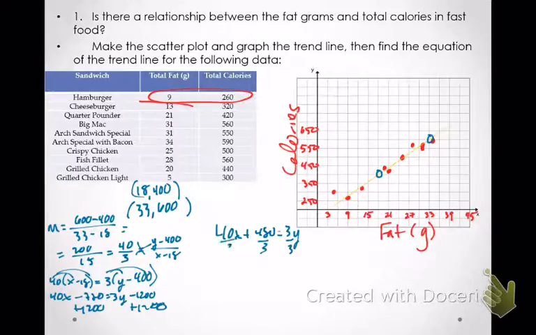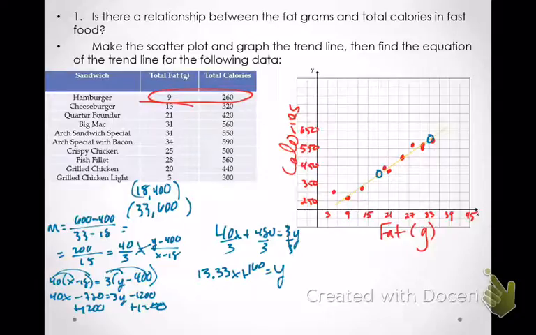And here's where I'm going to go ahead and divide it out. I want the decimals now. It'll be easier to make my predictions with. So 13.33x plus 160. And so that's the equation of my trend line. It might be a little bit different than yours, and that's okay. They should be pretty close as long as you're using 2 points that are reasonable points on your line. Okay?